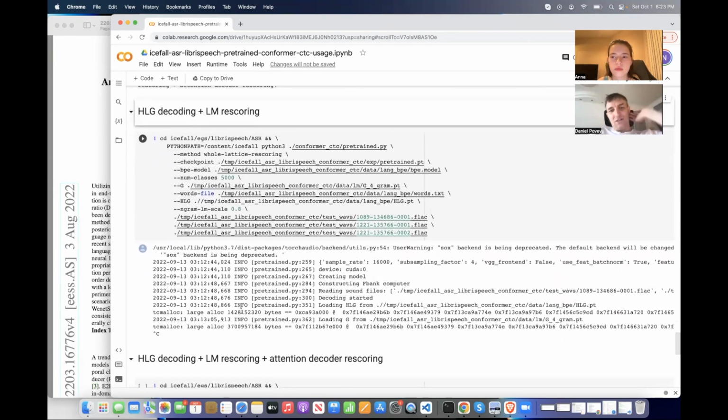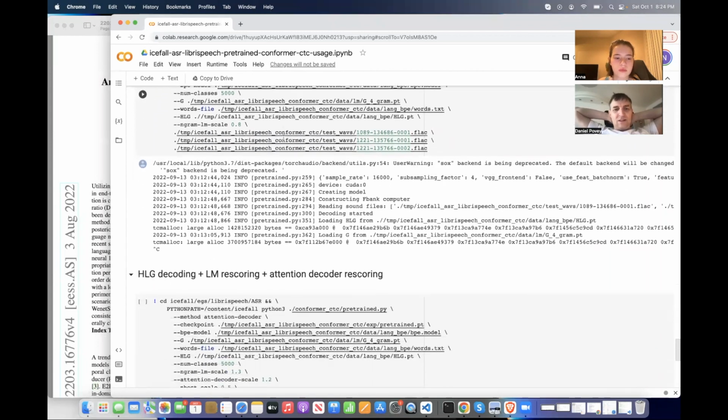Okay, HLG decoding plus LM rescoring. I think the way this works is that we're generating a lattice from the HLG decoding, and then we're using a larger language model, still a word level n-gram language model, to rescore the lattice. There's going to be some kind of combination weights in there, and I think we can get a small improvement from that. Okay, let's go down one more.